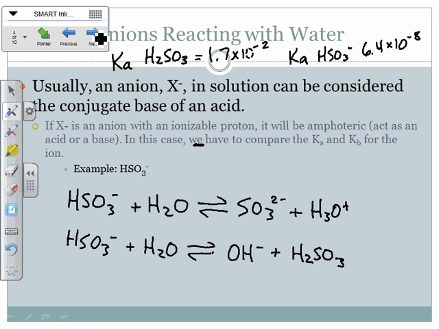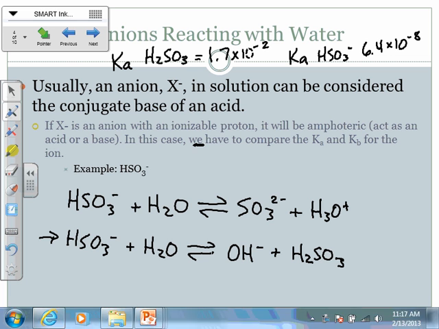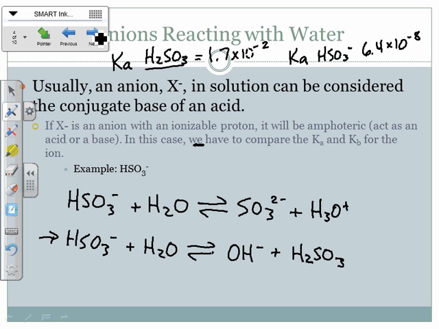Okay, now the problem here is that for one of these we don't need the Ka, we actually need the Kb. Because the bottom equation here, the HSO3 minus, is acting like a base. If you notice this HSO3 minus equation on the bottom, it is kind of the opposite of the acid equation for H2SO3. So what we have to do is use our Ka times Kb equals Kw, and we can find the Kb for this bottom one.